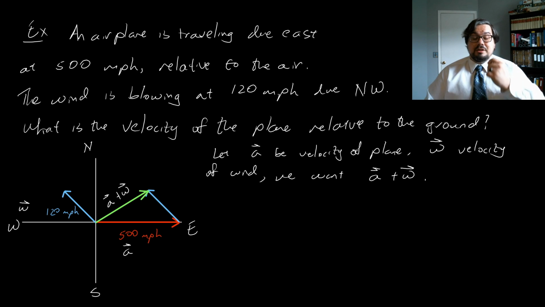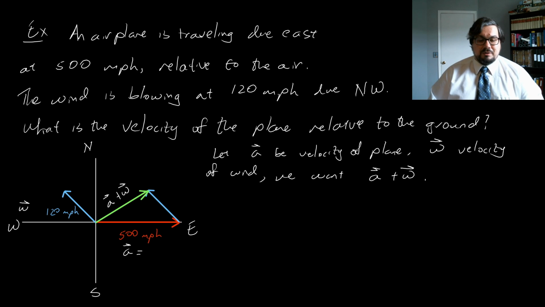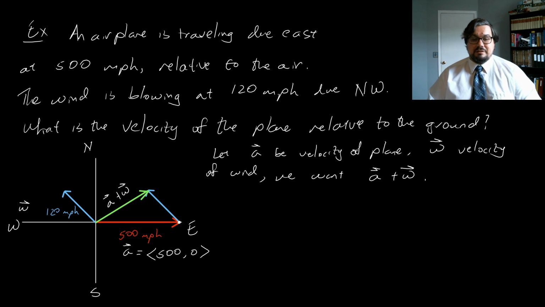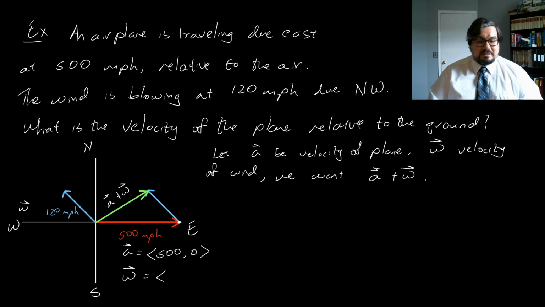Now, in order to actually figure out what this vector is, typically we're going to want components. The A component is not too difficult, because we've got a vector with length 500 going straight to the right on our axes, so the vector A is simply 500, 0. On the other hand, the vector W we're going to have to compute using the stuff from the last slide.